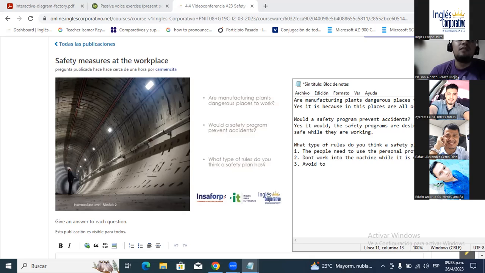But avoid is a recommendation, not a prohibition. Actually, it is an imperative. You are prohibiting listening to music or using cell phones in an indirect way, right?